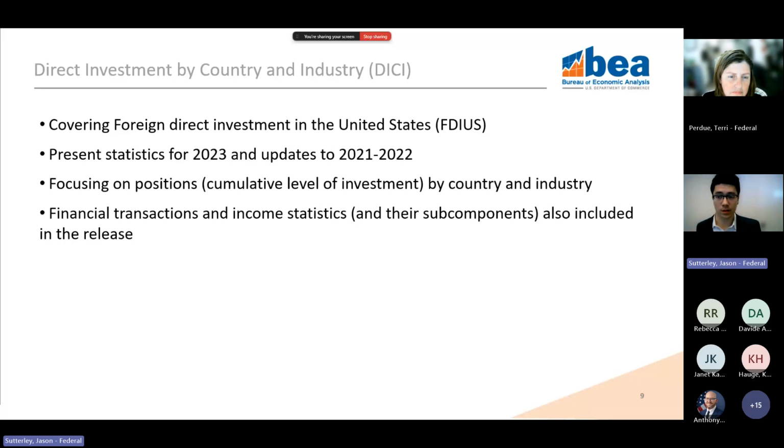Financial transactions and income statistics are also included in the release. By definition, financial transactions are transactions that increase or decrease financial claims and liabilities between the parent group and their affiliates. Income earned on direct investment includes income on equity and net interest on debt.